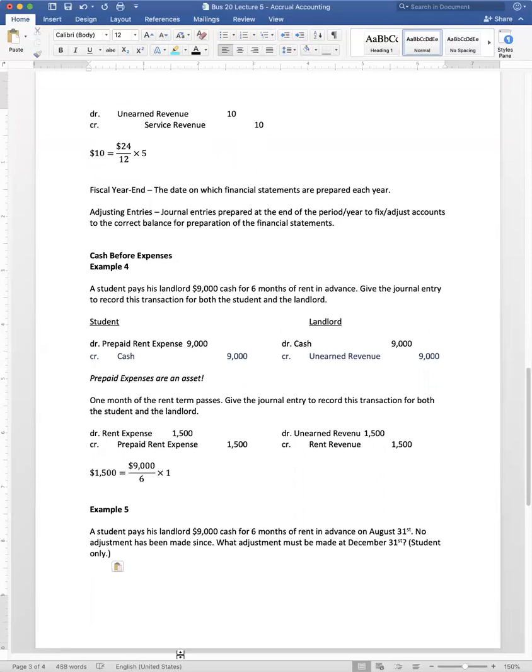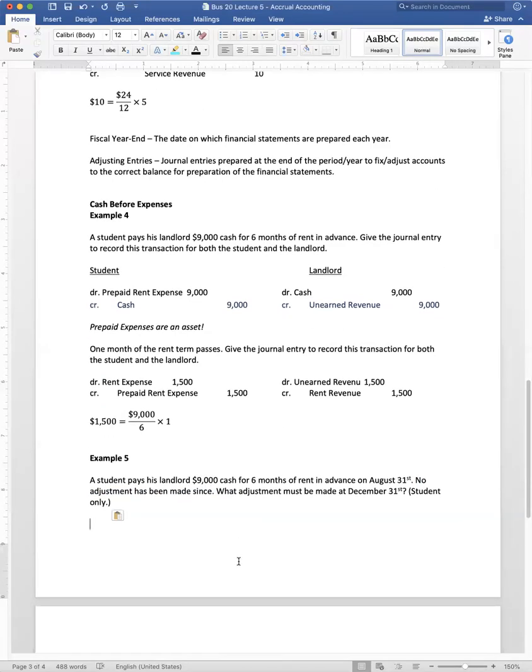A student pays the landlord $9,000 cash for 6 months of rent in advance on August 31st. No adjustment has been made since. What adjustment must be made at December 31st? Okay, so no adjustment has been made since means they haven't been doing this, right? So they have not been recording this monthly stuff. All right, but it's now year end, it's December 31st. What do they have to do to catch up and fix this?